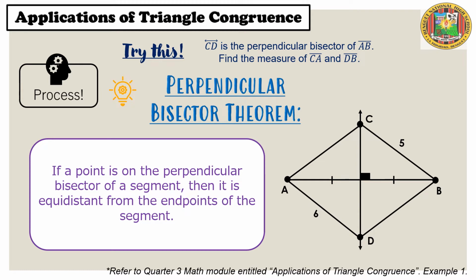In our illustration, we see that point C is on the perpendicular bisector CD. Applying the theorem, we can say that C is equidistant, or equal in distance, from points A and B, which is on segment AB.